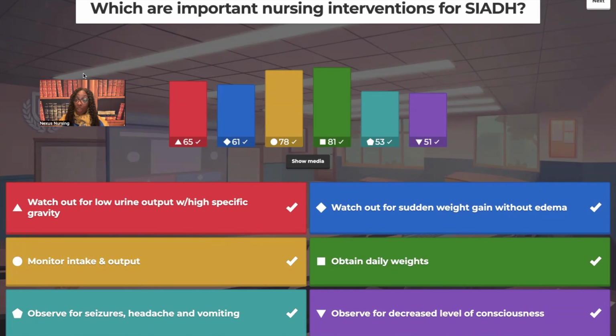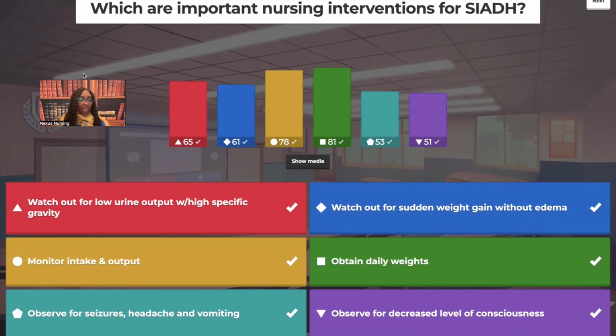Watch out for sudden weight gain without edema. Yes. Only 61 of you said yes on that, but it should have been more. Think about it. Remember SIADH, you're holding on to fluids. Fluids where? In the vascular space. That fluid's going to make you heavier, but you're not going to look swollen because the fluid is not in the tissues. It's where? In the vascular space.